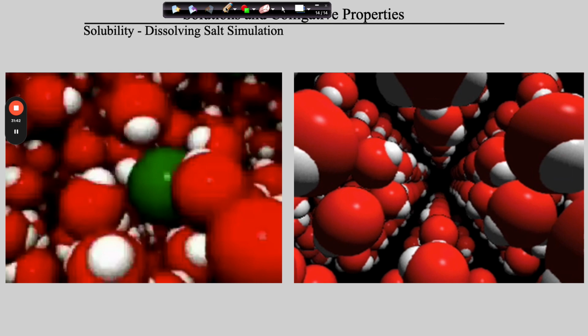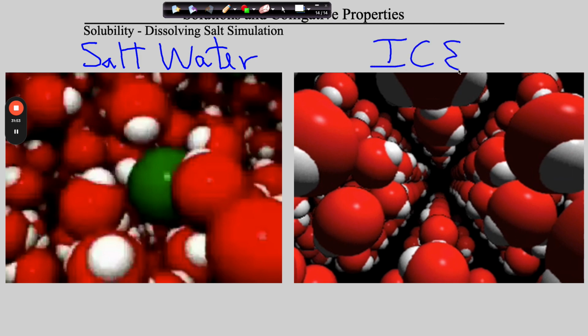So guys, here's what we're looking at. Over here, we are looking at salt water. Over here, we are looking at ice. Remember that ice has all of this structure. It has all of these repeated patterns. They're locked in place. The structure of ice. But now, imagine this. Notice over here again, same picture. We've got a chloride ion, and this chloride ion is attracted to all these water molecules.